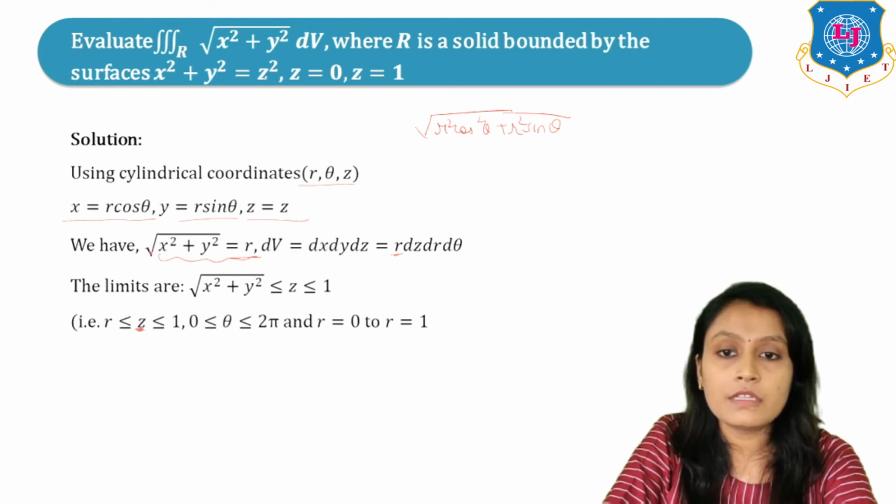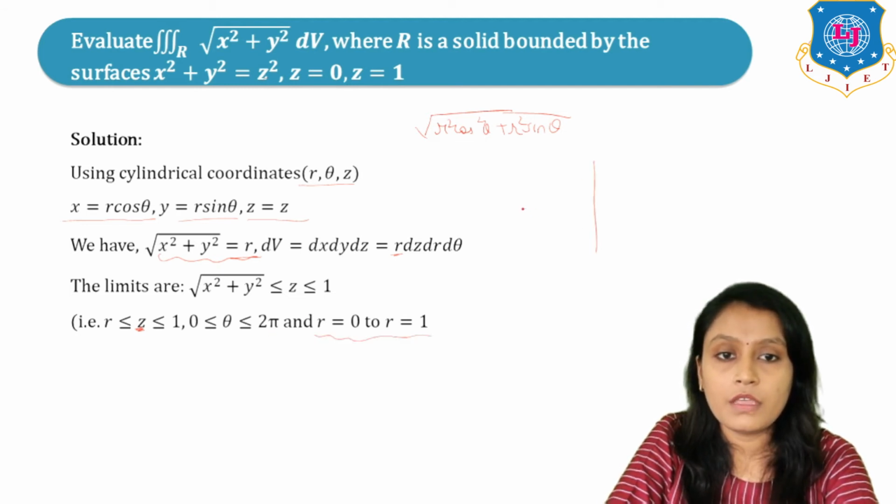Now we have this under root of x square plus y square as r, so you will get r less than or equal to z less than or equal to 1, and the limits of theta 0 less than or equal to theta less than or equal to 2 pi. Here we have the whole circle, that is x square plus y square is equal to 1. So the limit of theta will be from 0 to 2 pi.